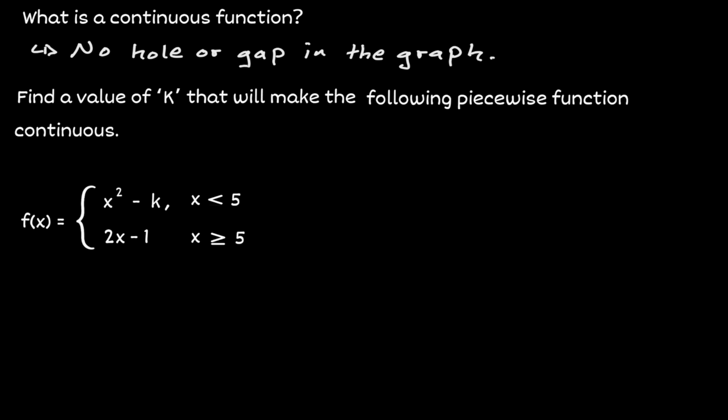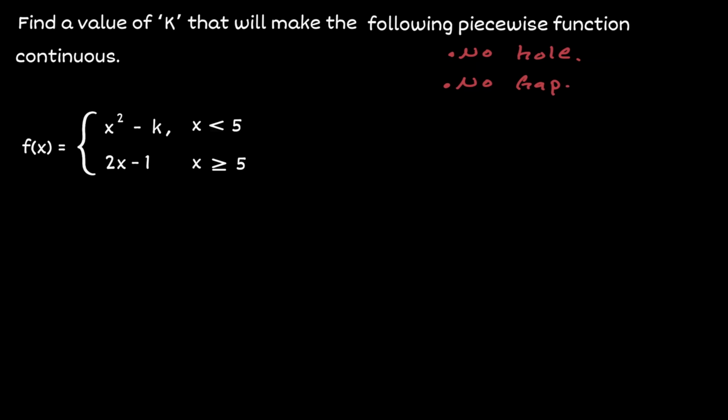Let's take a look at the first example. So here we're going to have a function whose name is f of x. And notice that this is a piecewise function. Here we have the first line in the piecewise function, and here we have the second line in the piecewise function. But notice that in the first line, we have a parameter, a letter k. And what we want to do is look for some values for this letter k that will make the piecewise function f of x a continuous function.